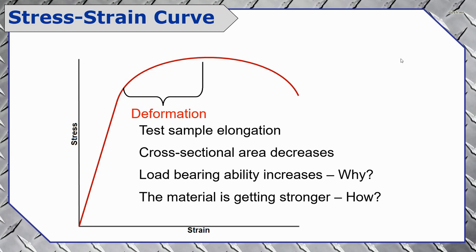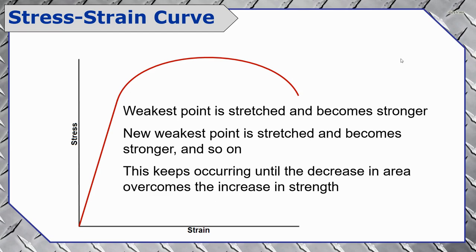So how is that possible? How is the material getting stronger while it's getting narrower? The simplest explanation here is that the weakest point keeps being stretched and keeps becoming stronger. This stretching and strengthening keeps occurring until the decrease in area overcomes the increase in strength.